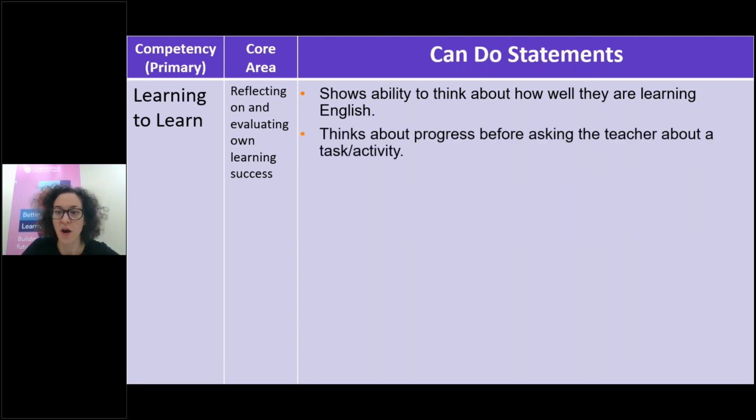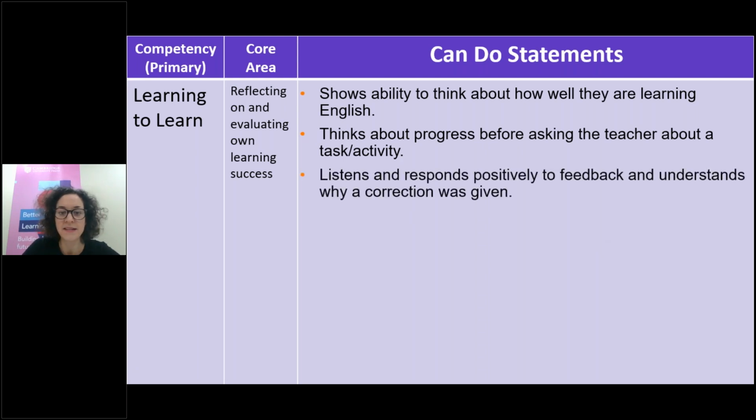Thinks about progress before asking the teacher about a task or activity. Listens and responds positively to feedback and understands why correction was given. Learns from mistakes and feedback. And again, I will repeat myself. It is important to explain to the student that a mistake is not a wrong thing. This is a good thing during the learning process.